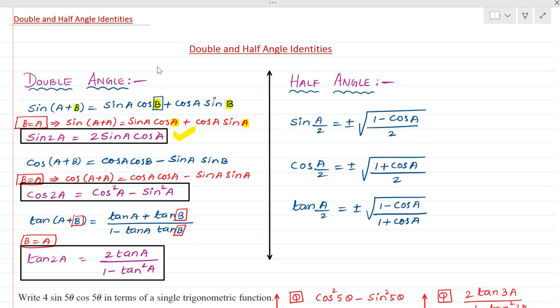Now similarly, I will take cosine of A plus B, which is cosine A cosine B minus sine A sine B. I will replace B as A. So it becomes cosine of A plus A, which is cosine 2A on the left side. On the right side, we have cosine square A minus sine square A. So this is the formula for cosine 2A, the double angle. We call it the double angle.